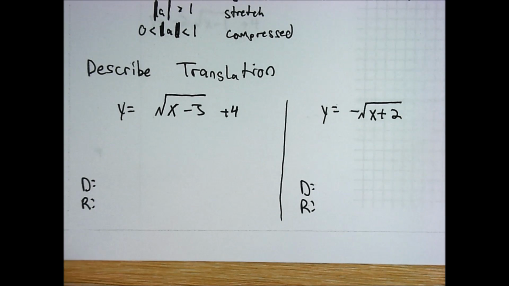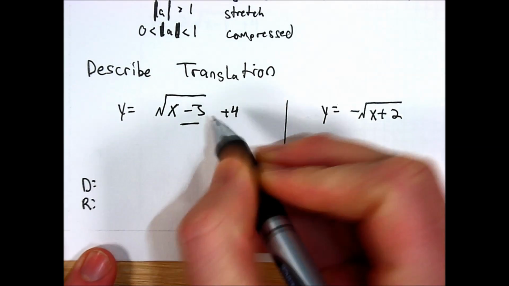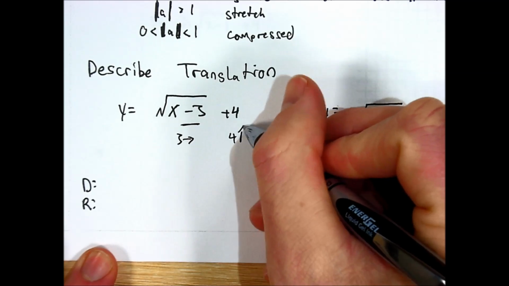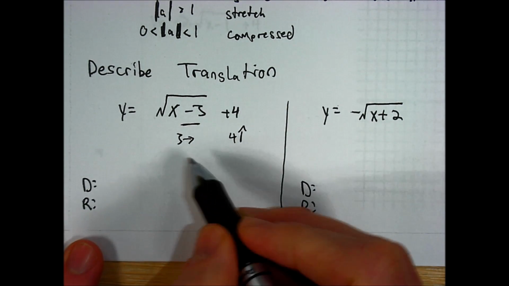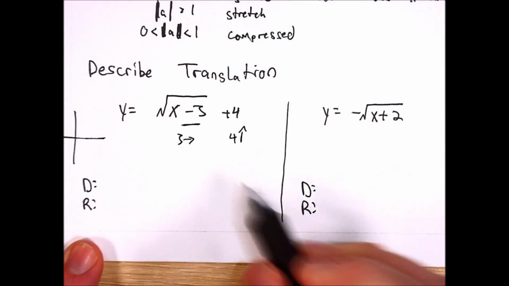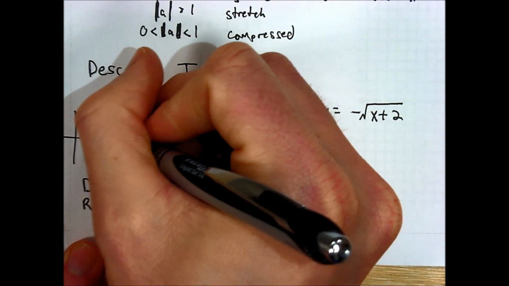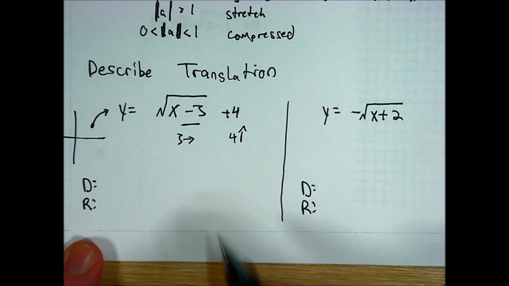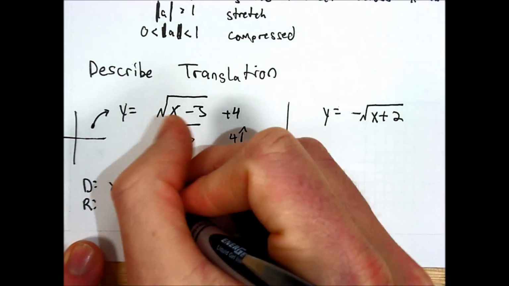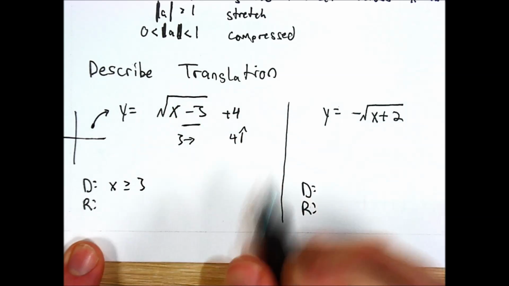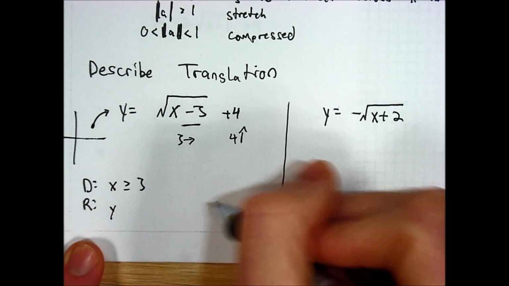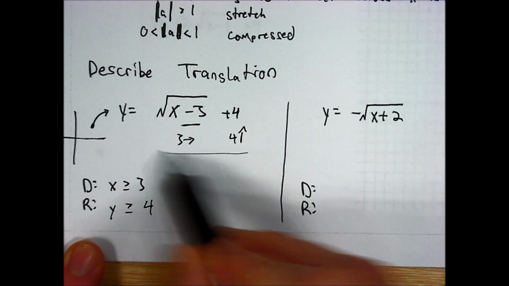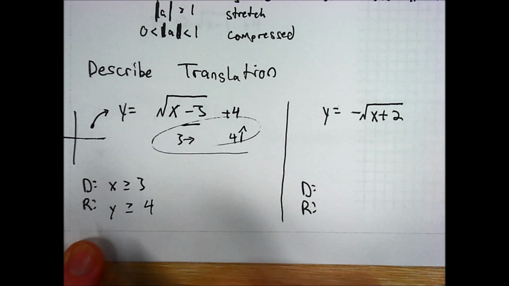Okay, some easy ones to get us started. Minus 3 on the inside is going to go 3 to the right. Plus 4 on the outside is going to go 4 up. Our domain then, well, we can get a quick little sketch here. 3 right, 4 up is our starting point. And we're going to go up and to the right like that. My domain will be x is greater than or equal to 3. And my range is y. Y is greater than or equal to 4. Okay, see how the domain and range come from pretty much that first point we use.